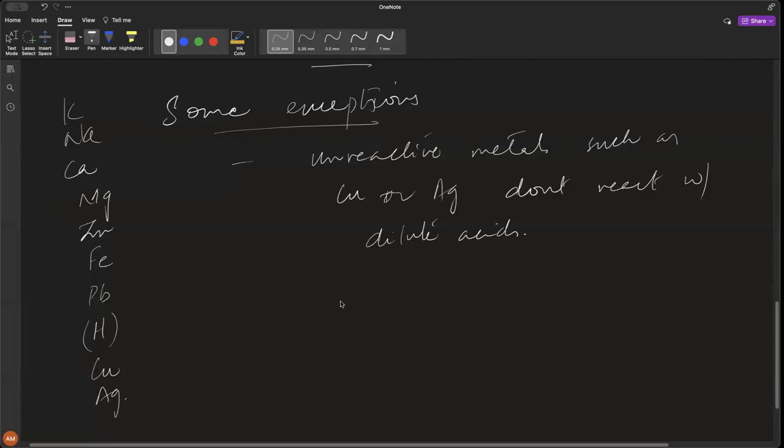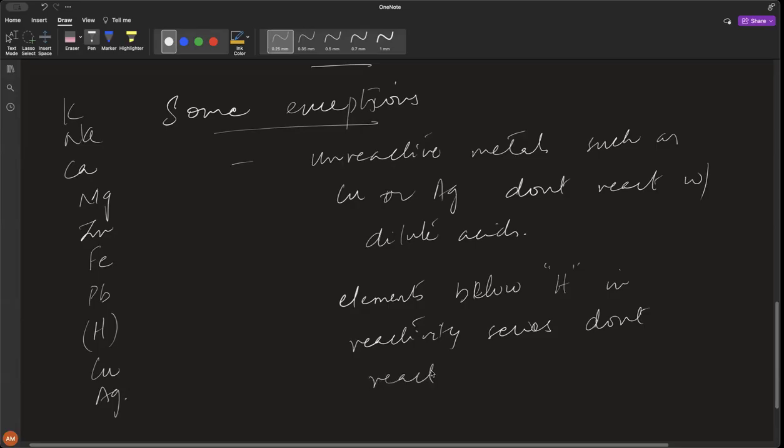You see, the ones that are below, the general rule of thumb is that elements below hydrogen in the reactivity series don't react with dilute acids. All right, is this clear?